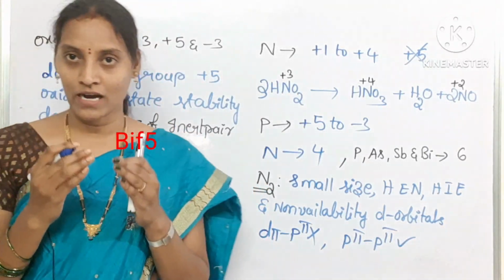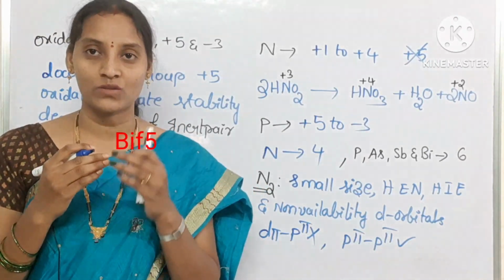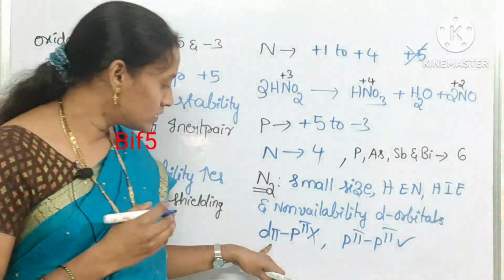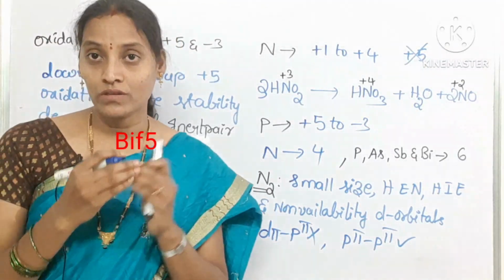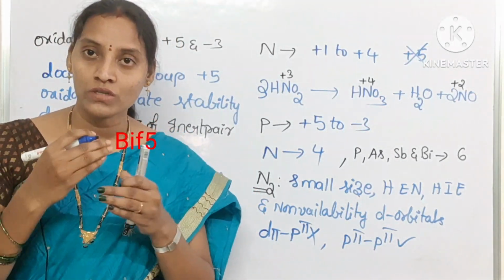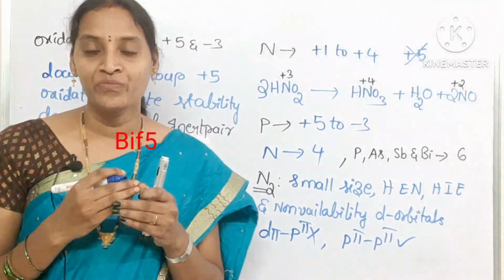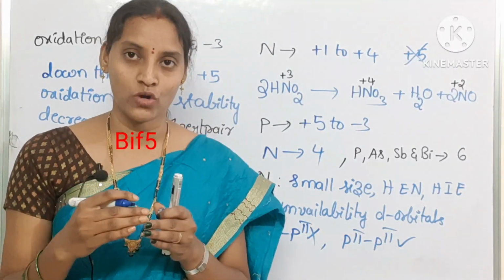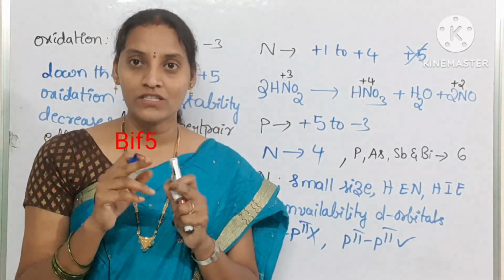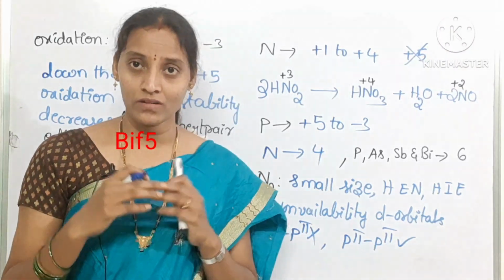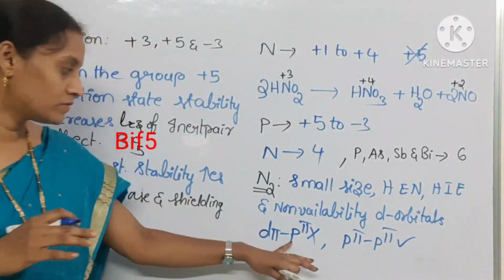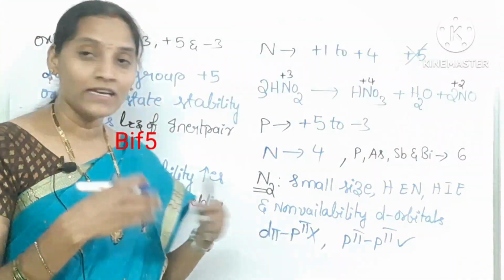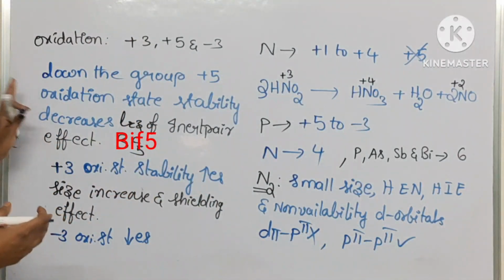Nothing but if you take carbon, oxygen, these are the non-metals with small size and more electronegativity. dπ-pπ bonds you can observe from phosphorus onwards, because the d orbital availability is there. And pπ-pπ bonds are also not observed in higher atoms, because the orbitals are distributed in a large space. That is the reason pπ bonds are not formed in higher atoms.